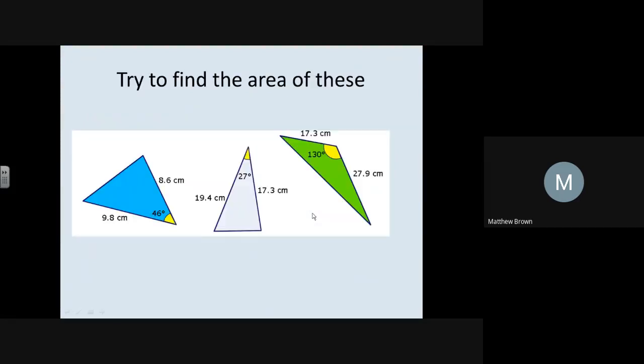Okay, so 3 triangles on the board, guys. Pause the video and see if you can work out the answers to them to 1 decimal place, please. Right, so we've got 30.3, 76.2, and 184.9 centimeters squared.